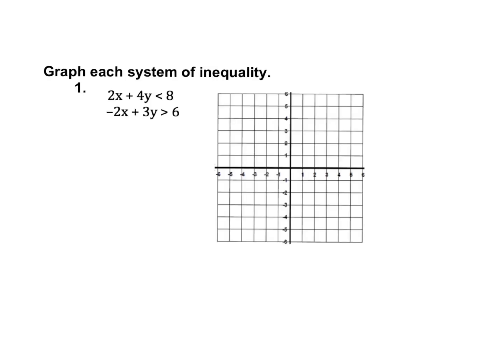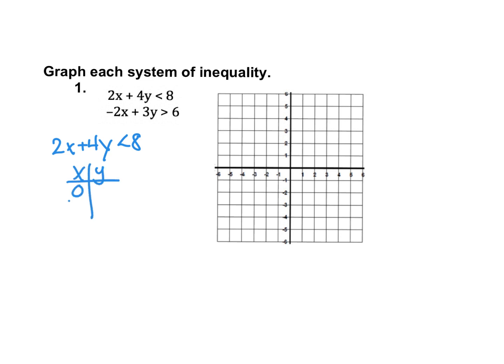In this lesson, we're going to solve systems of linear inequalities, and they're going to be in standard form. So let's graph each system of inequality. Let's graph these by using the intercepts. So I'm going to rewrite 2x plus 4y is less than 8. Let's find the x and the y intercepts.